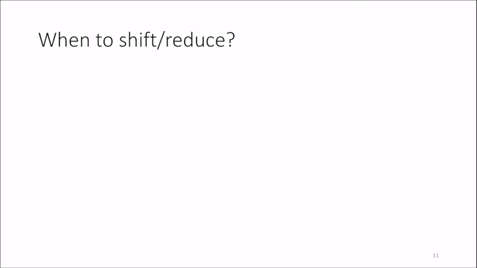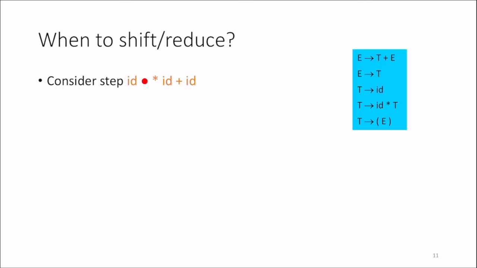So when to shift or reduce? Let's look at this same example and consider this step. We know that it's legal to shift at this point because we'll end up with a situation where you match this right-hand side. Because I do ID times ID, I would reduce that ID to T. I get this right-hand side.